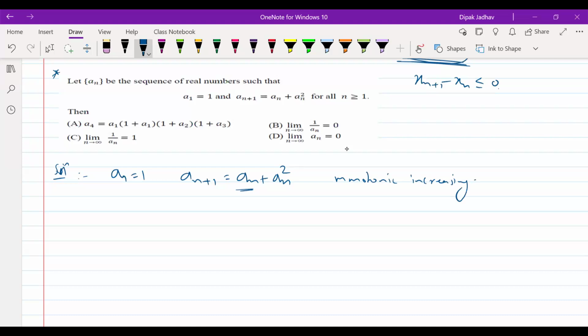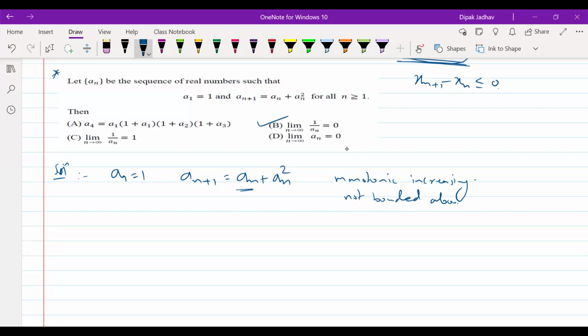It is bounded below, but not bounded above. So B is true because a_n is approaching infinity, so 1 upon a_n will approach 0.